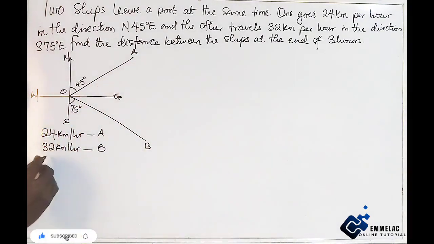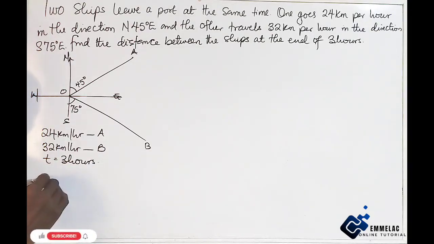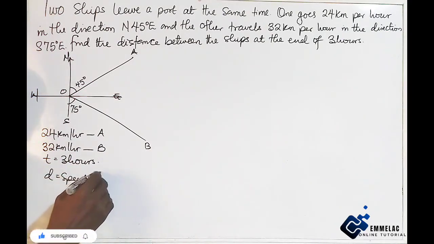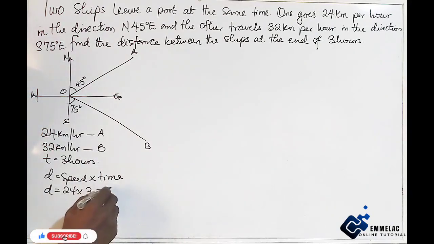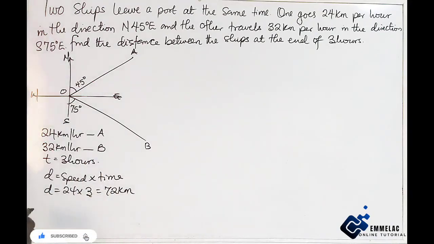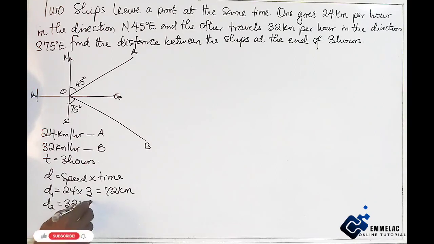Take note that we are to find the distance between the ships at the end of 3 hours. So the time T is 3 hours, and we know that the distance traveled by a body is speed times time. The distance traveled by A is 24 times 3, which gives 72 km. The second one is 32 times 3, which gives 96 km.